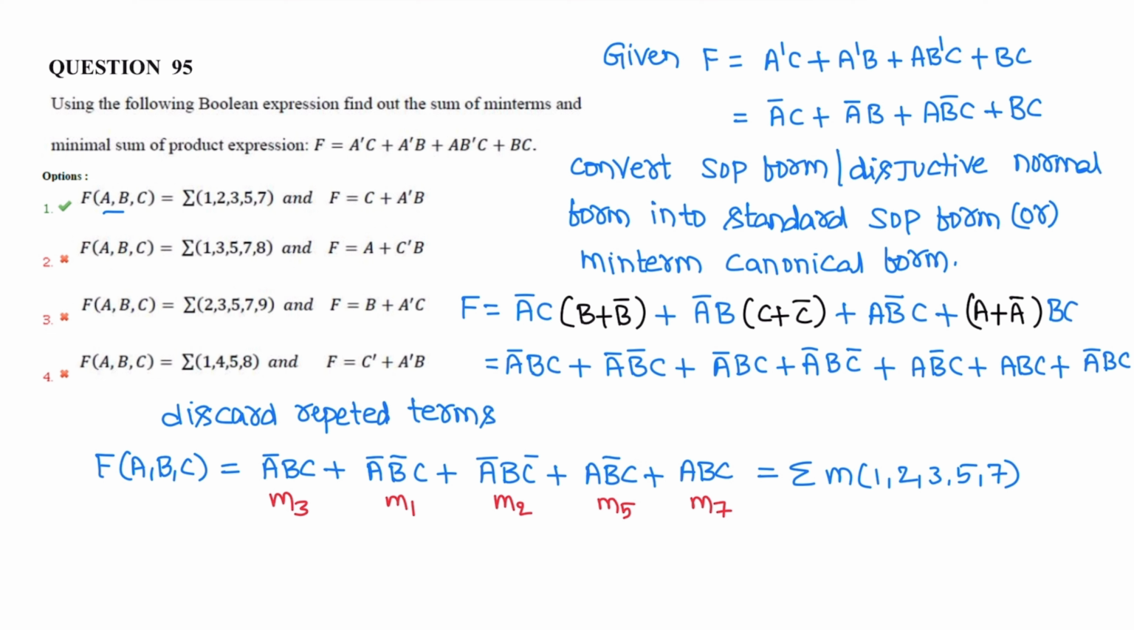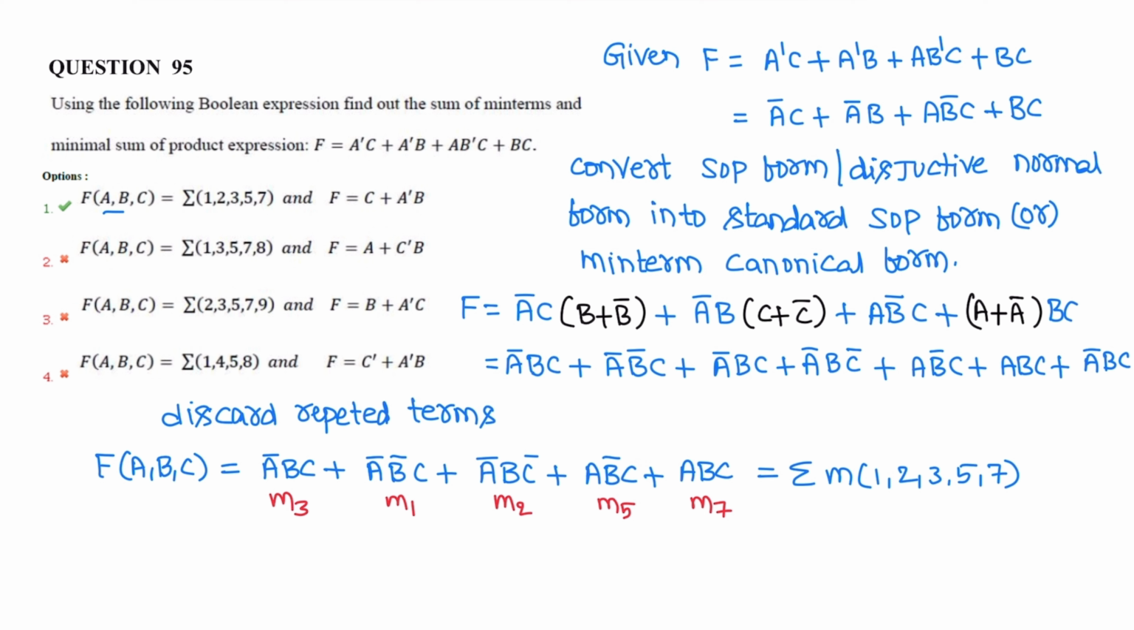In a bar c, b is missing, so multiply with b plus b bar. b plus b bar is 1, since a variable plus its complement results in 1. Similarly, in the second term a bar b, c is missing, so multiply with c plus c bar. In the third term, all three variables exist.